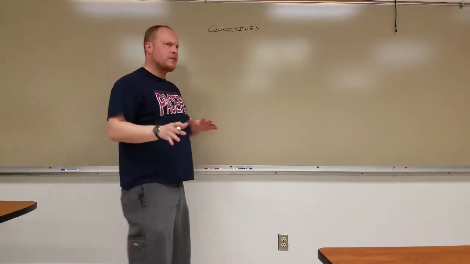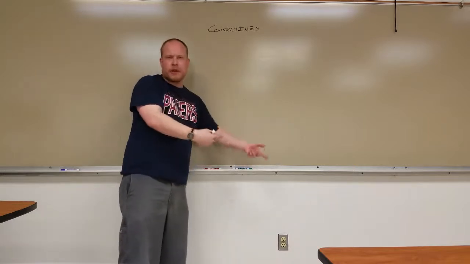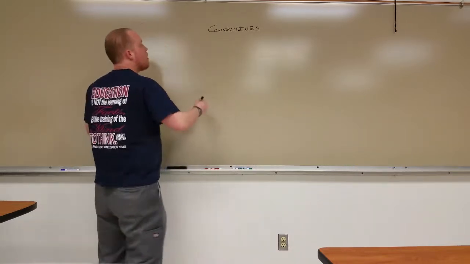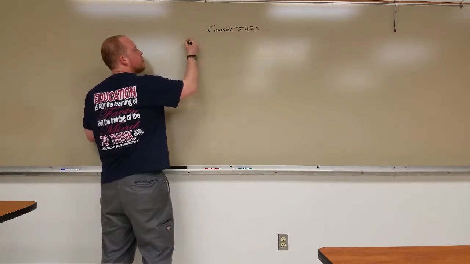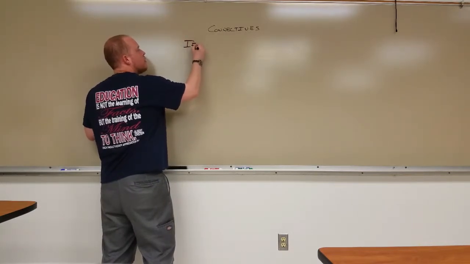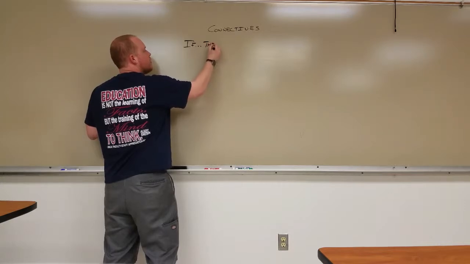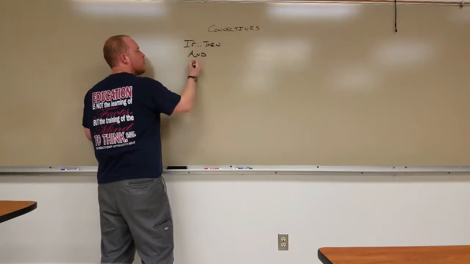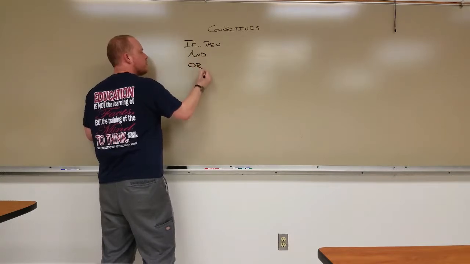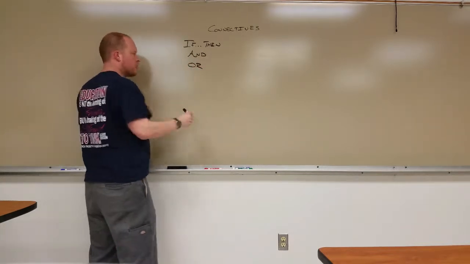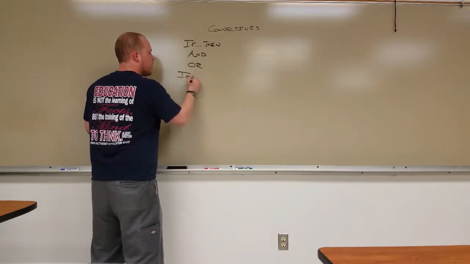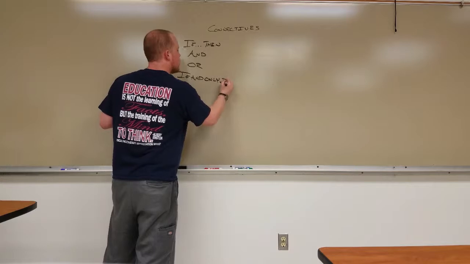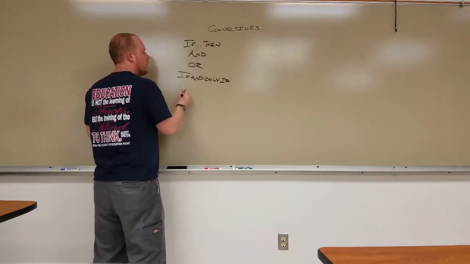Now, here's the different ways in which we can do this. There's more advanced stuff that we can do later on. Here's the most rudimentary way that I can render it. We have these kinds of statements. We have if-then statements. We have and statements. We have or statements. We've got this weird one here called if and only if statements.